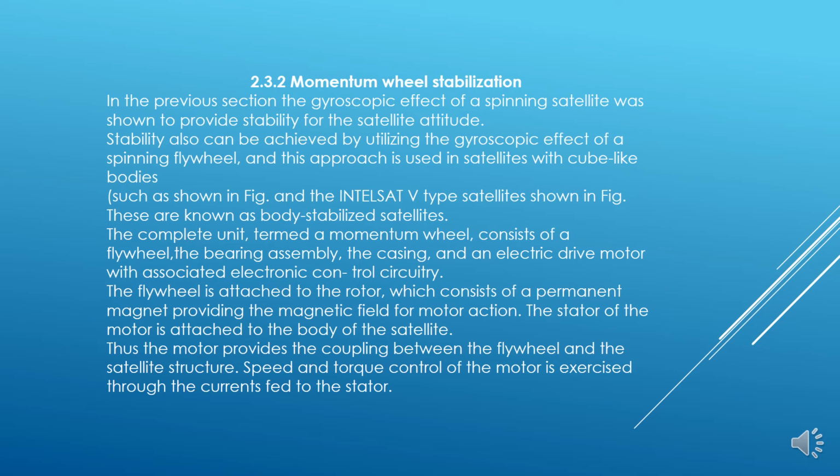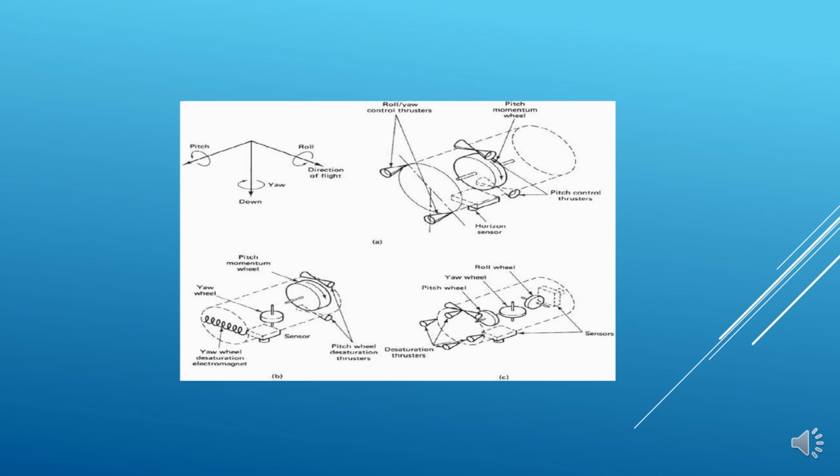The complete unit, termed a momentum wheel, consists of a flywheel, the bearings assembly, the casing, and an electric drive motor with associated electric control circuitry. The flywheel is attached to the rotor, which consists of a permanent magnet providing the magnetic field for motor action. The stator of the motor is attached to the body of the satellite. Thus, the motor provides the coupling between the flywheel and the satellite structure. Speed and torque control of the motor is exercised through the current fed to the stator.